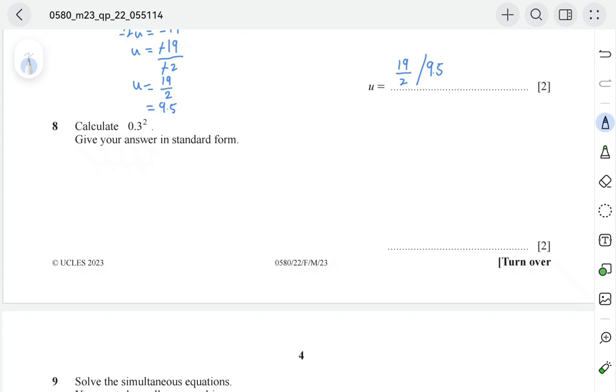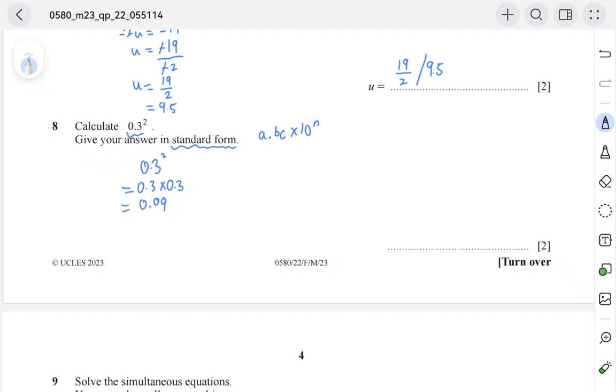Moving on to question 8, we're asked to calculate 0.3 squared, giving our answer in standard form. Standard form is the form where there's only one digit before the decimal point, and everything is times 10 to the power of something. In this case, we'll write that as n. So, 0.3 squared is equal to 0.3 times 0.3, which is equal to 0.09.